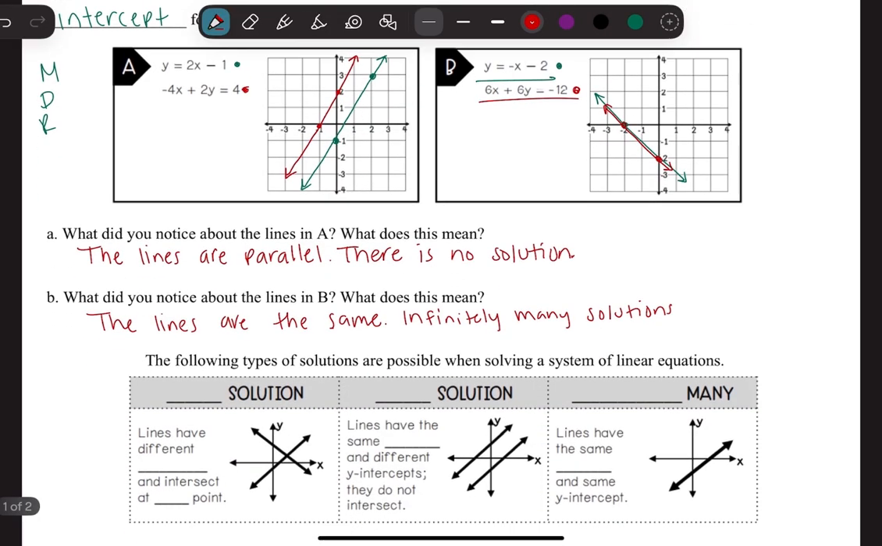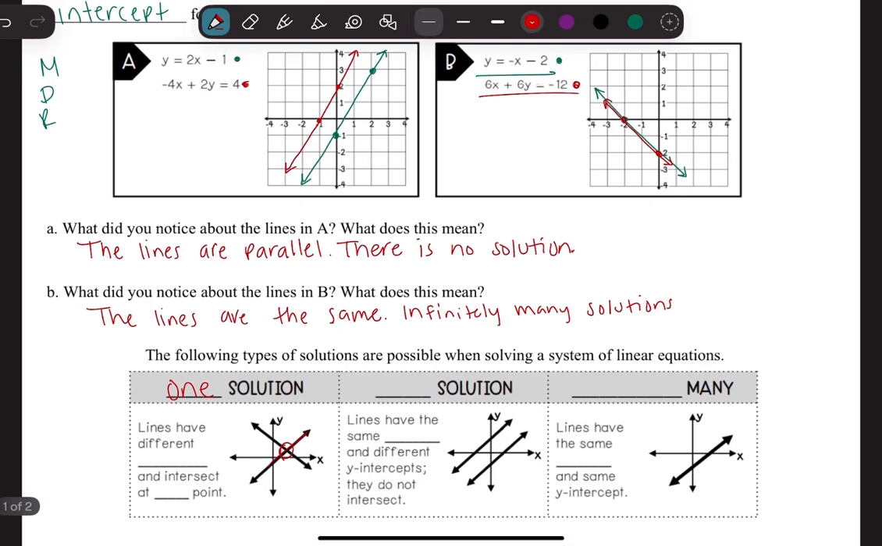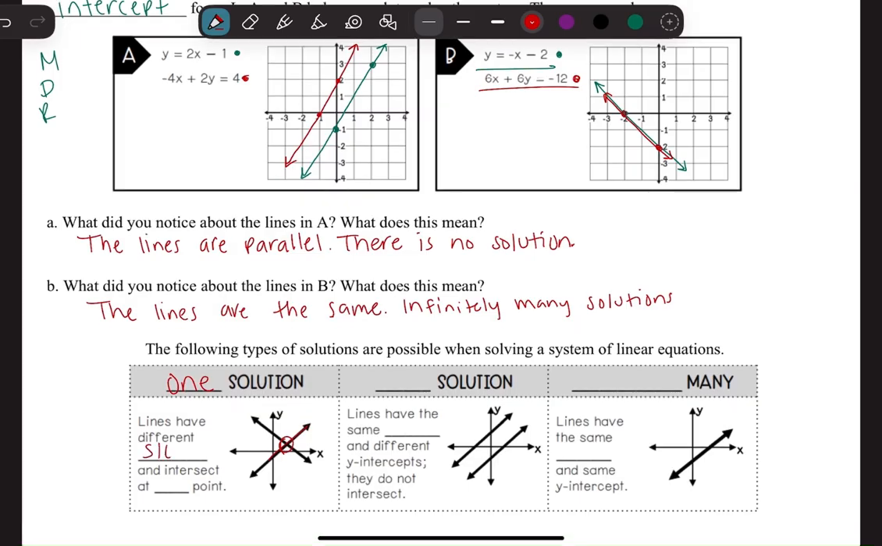All right, so the following types of solutions are possible when solving a system of linear equations. You can only have these three types of solutions. You can have one solution where the lines cross at one point. That means that the lines have different slopes and intersect at one point.